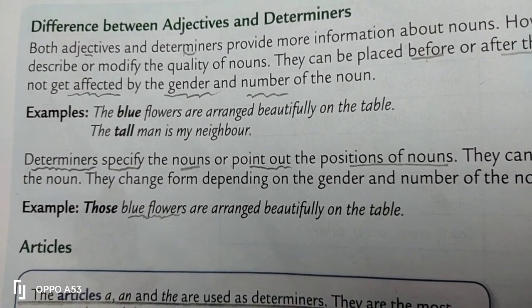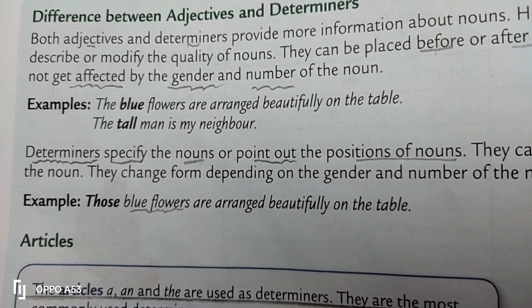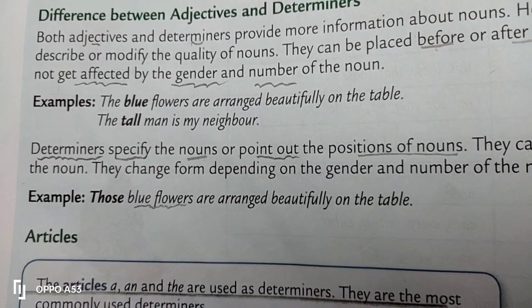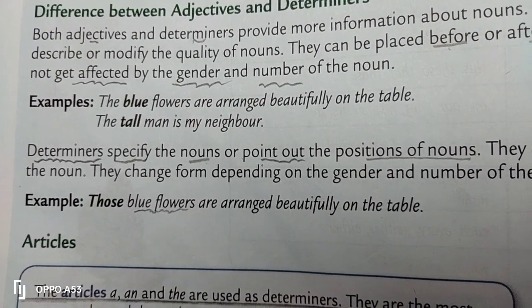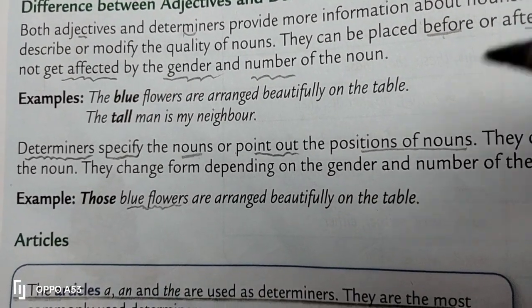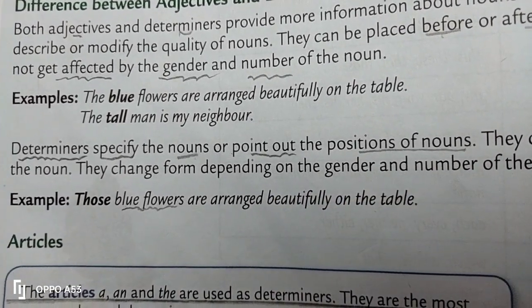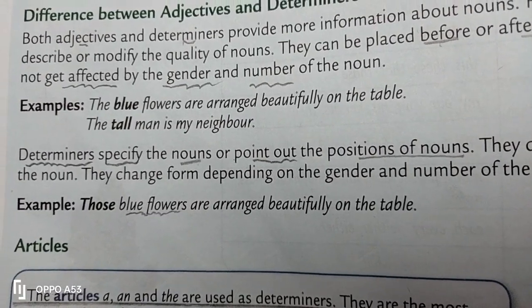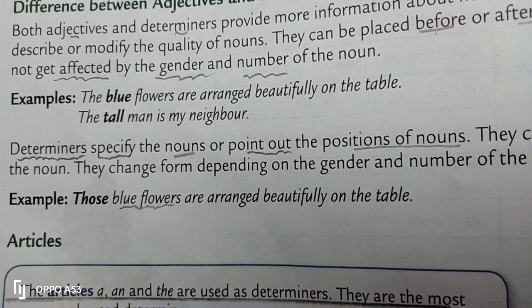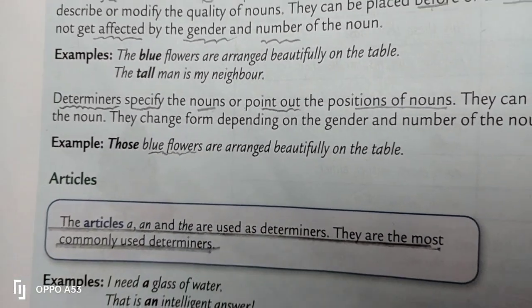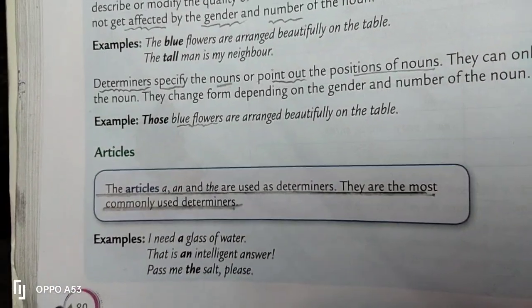Look at this one. Determiners will point out certain things. They will point out the status and the position of the noun. So if you look at this particular example, those blue flowers are arranged beautifully on the table. Those blue flowers. So it's very clear. And now you can see here in this description that is given here.